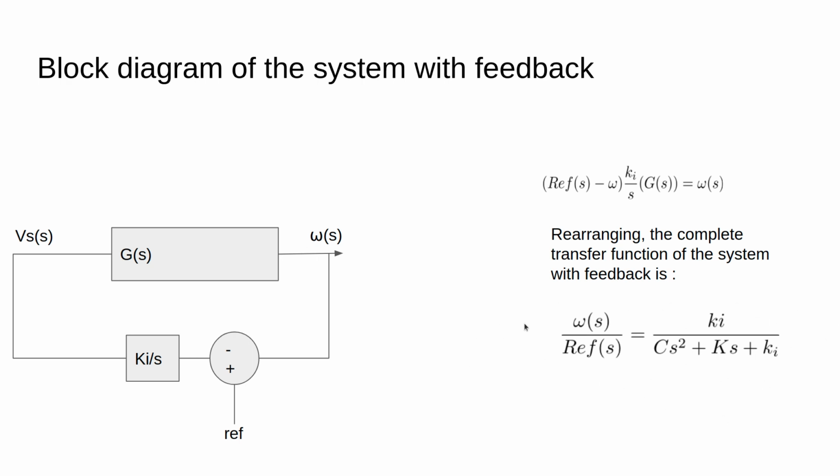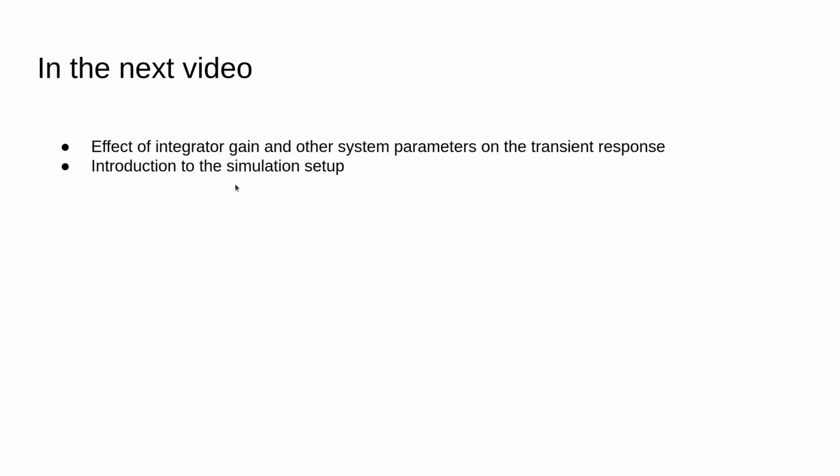So if I suddenly give a reference of some value, this is what my output speed is going to be. In the next lecture, we'll see that this actually settles down at whatever my reference value is as time goes to infinity. And in the next video, I'll also look at the integrator gain and other system parameters and their effect on the transient response of the system.